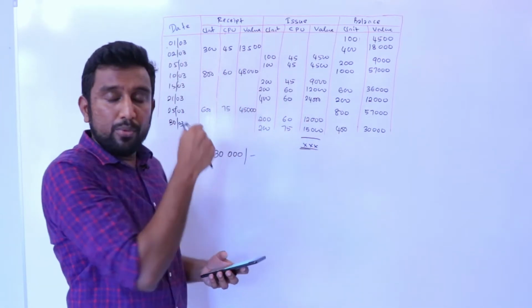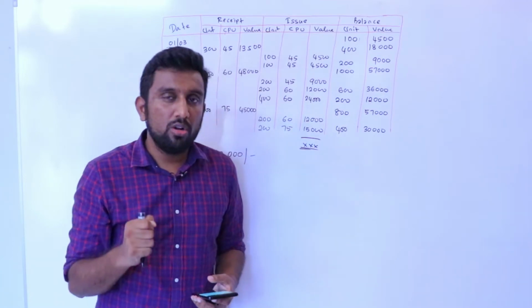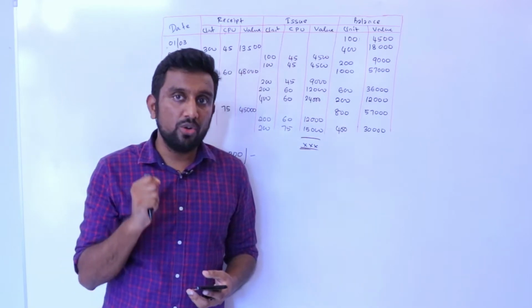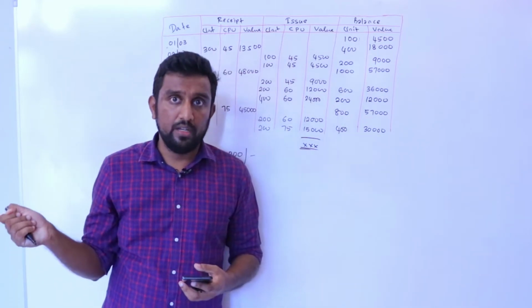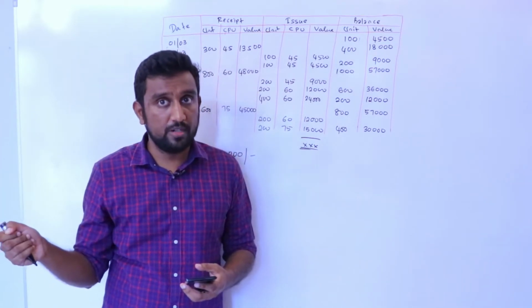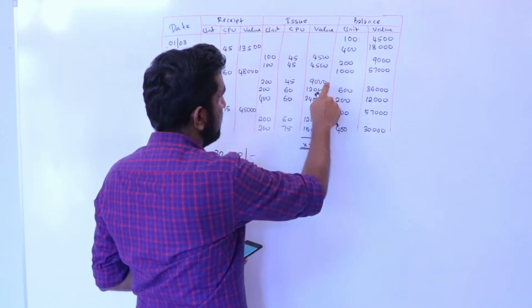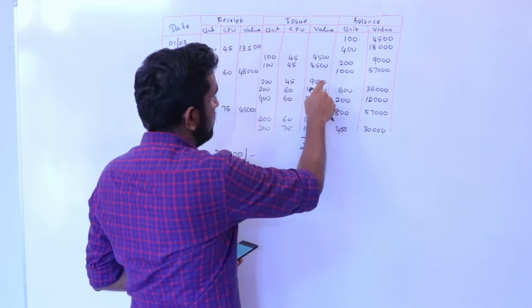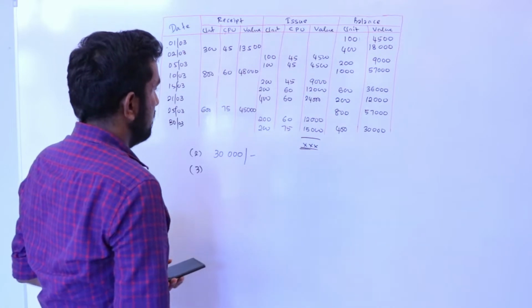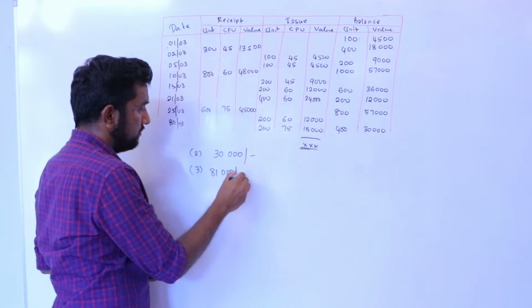It is a very important point you should understand that you can't take the total of issue in all the questions. In this question, since we don't have any purchase return back to supplier, I'm just taking the issue. So what is the total issue? 4,500, 9,000, 9, 18, 28, 30, 54, 54 plus 27. How much? 84, 80, 1,000.